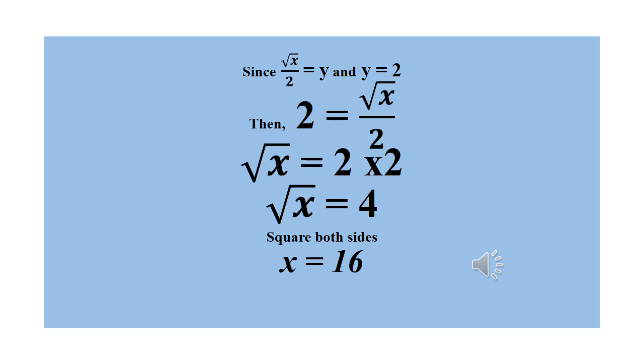If we cross multiply, we have 2 times 2, 4, and square root of x times 1, square root of x. So we have square root of x equals 4. Then if we square both sides, the square will cancel out the square root on x. So we have x left, and the square of 4 will be 4 times 4, and that will be 16. So we have x equals 16.